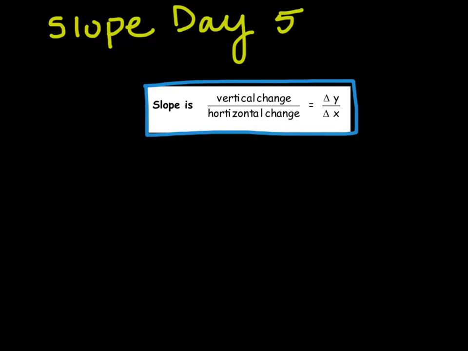In this unit, we've looked at how to find slope 3 different ways. We've looked at how to find it given a graph, given a table, and given an equation. Now we're going to learn how to find slope using a formula.